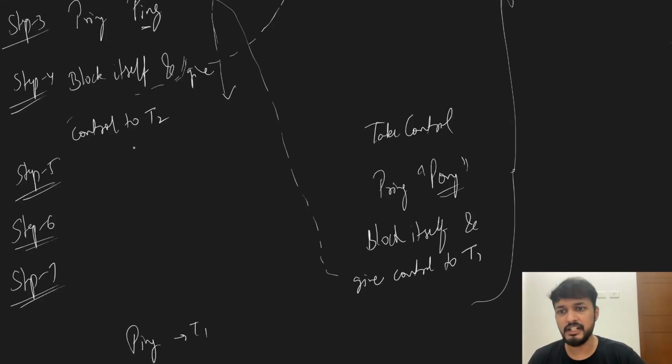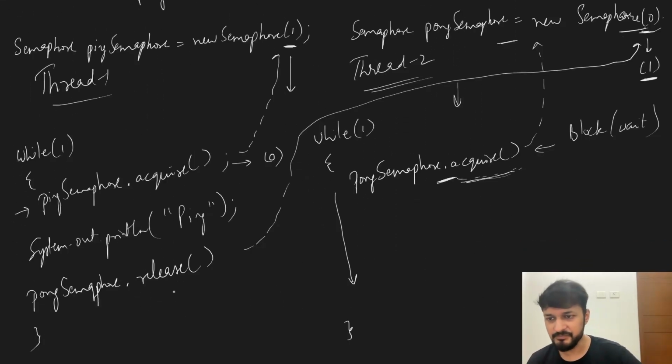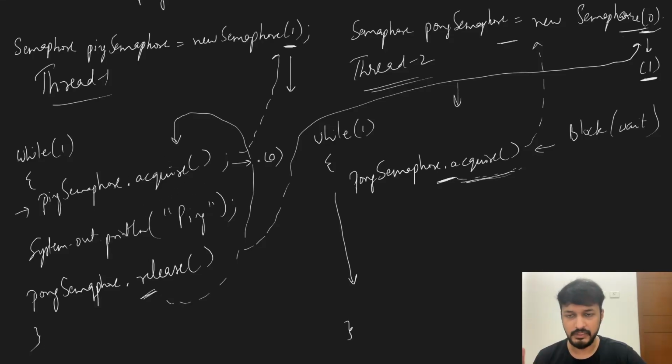But first, let's go ahead and complete this step. So we have given the control to T2, but how can T1 block itself? If you see clearly, after executing this statement, T1 will go ahead, since it is in a while loop, and try to execute this statement again. Ping semaphore dot acquire. But after executing this loop for the first time, the count of permits of ping semaphore has already decreased from 1 to 0. So second time when it writes ping semaphore dot acquire, the CPU will go ahead and block this thread.